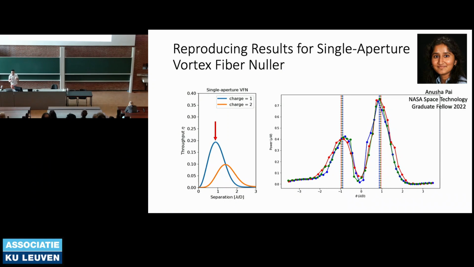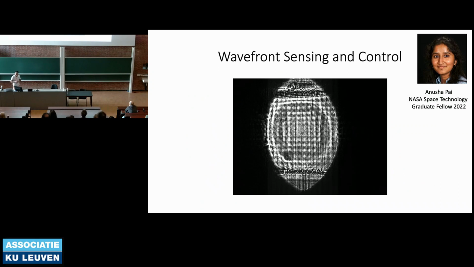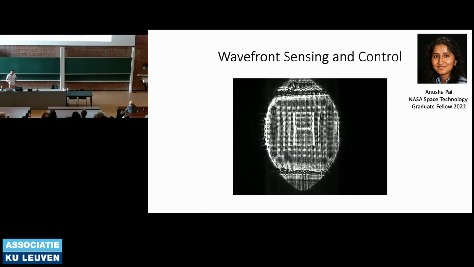But you see this asymmetric peak in the throughput. That is due to the static aberration in the system, which we're trying to correct for. Now the wavefront error is about 40 nanometers, and we're trying to get down to about 20 nanometers. To do that, we have to involve some wavefront sensing and correction techniques. This is a work in progress by my grad student Anusha Pai, who is supported by a NASA grant to conduct the experiment. So we're doing some fun experiments.